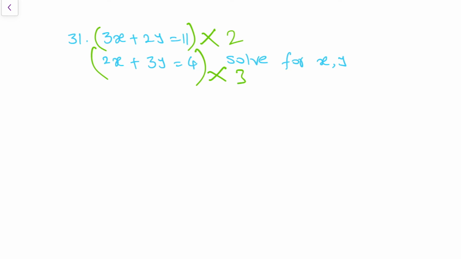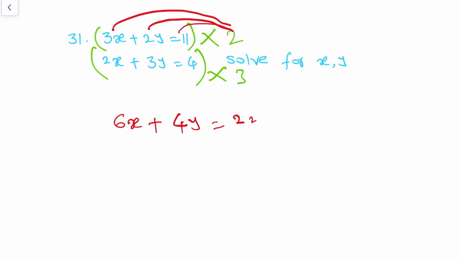Now let us check the multiplication. 3x into 2, 6x, plus 2y into 2, 4y, equals 11 into 2, 22. 2x into 3, 6x, plus 3y into 3, 9y, equals 4 3s are 12.